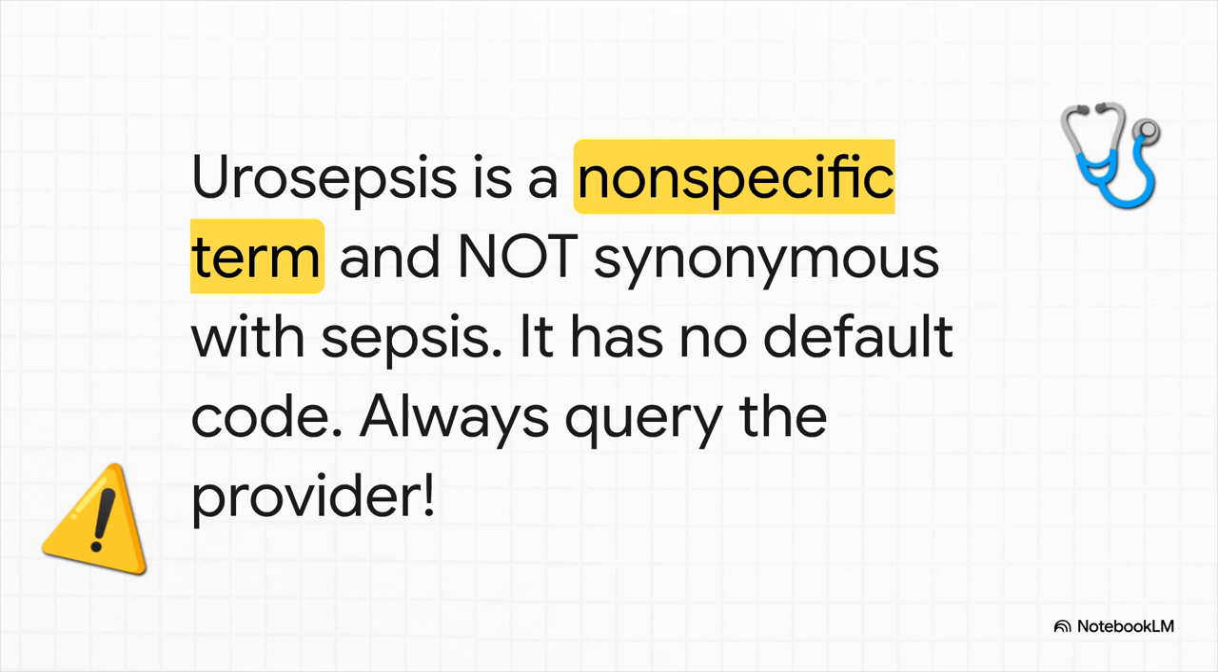The guidelines explicitly state that urosepsis is not synonymous with sepsis. It doesn't even have a default code in the alphabetic index. You absolutely cannot assume they mean a urinary tract infection, and you definitely cannot assume they mean severe systemic sepsis. You've got to query the provider to find out exactly what clinical condition they are actually diagnosing.